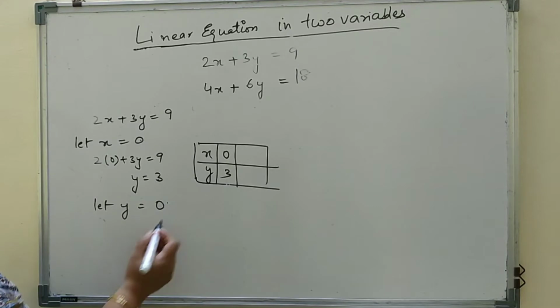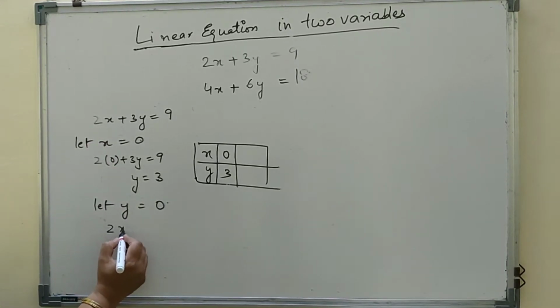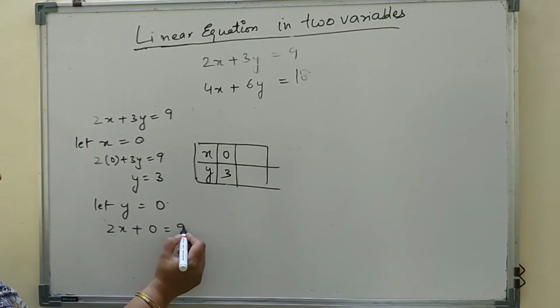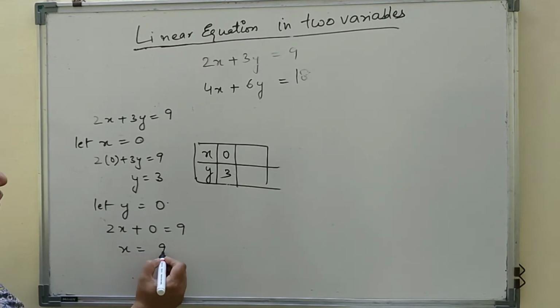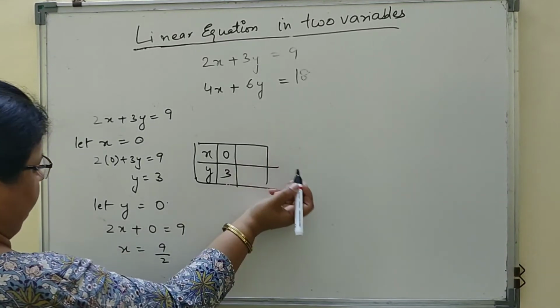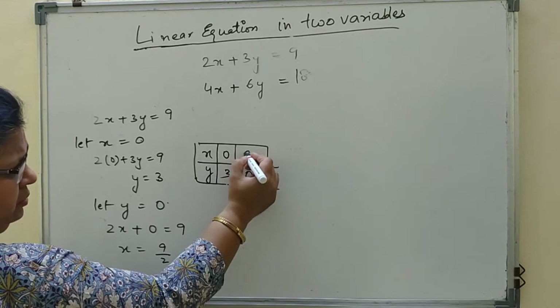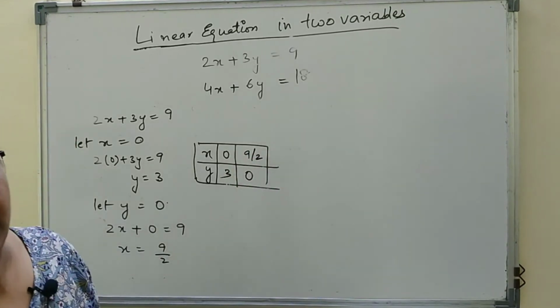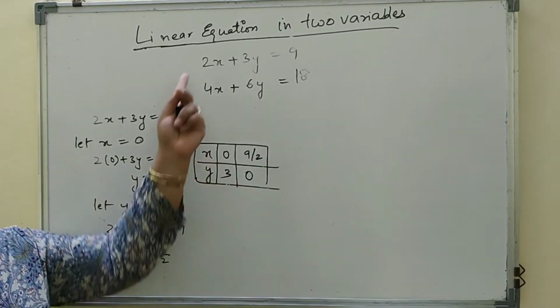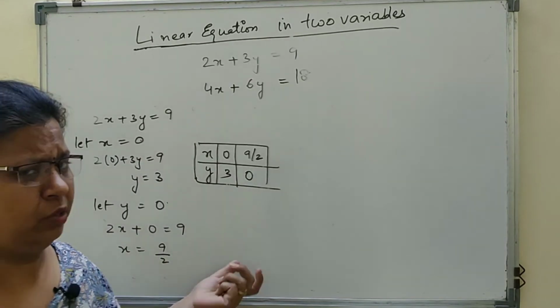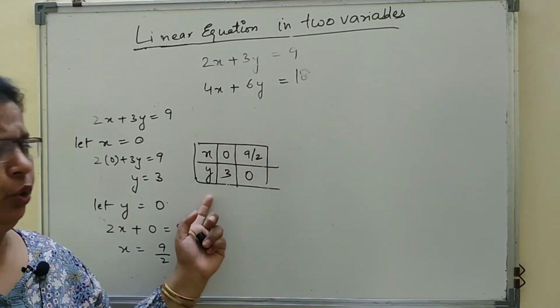Okay. Now same way, let y equal to 0. Then substitute this value. We'll have 2x plus 0 equal to 9, or x is equal to 9 by 2. If y is 0, then x is 9 by 2. Minimum you have to find out 2 values for one equation. You can find out more values also, but minimum you should find out 2 values.